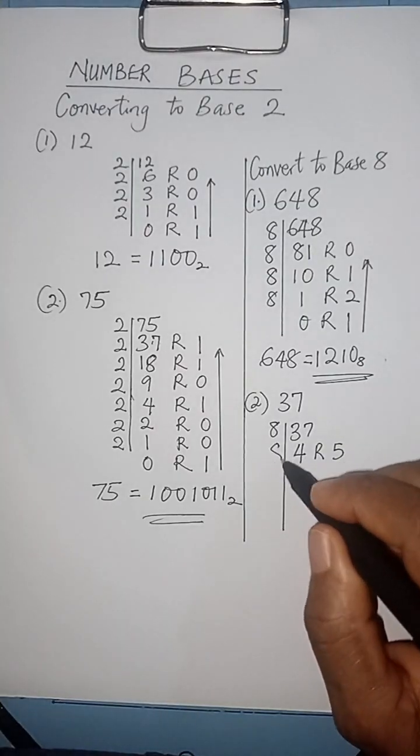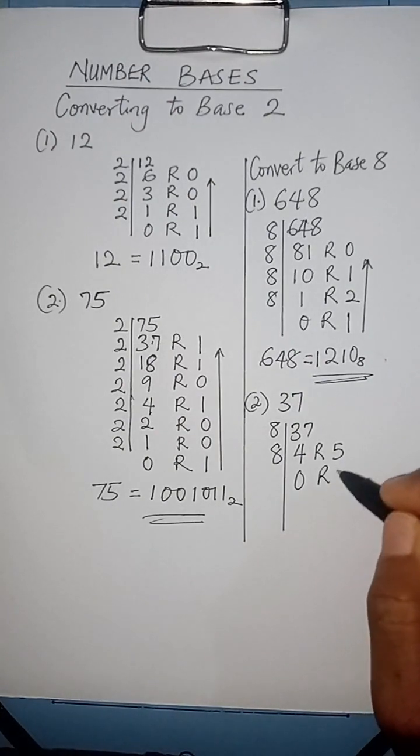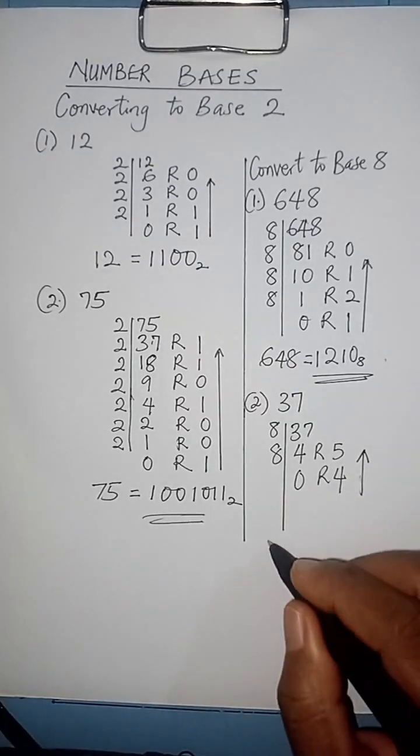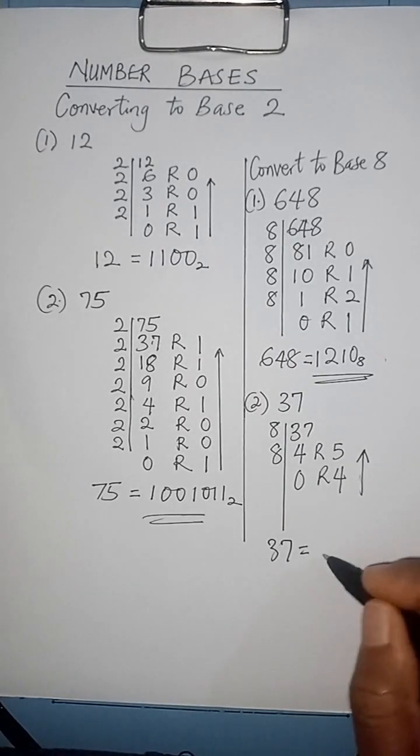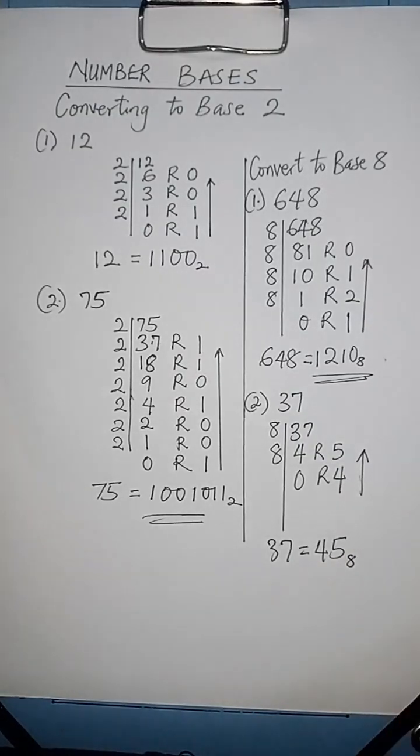Divide again by 8, 0, remainder 4. So that's its result. So 37 is equal to 45 base 8. That's the solution to the question.